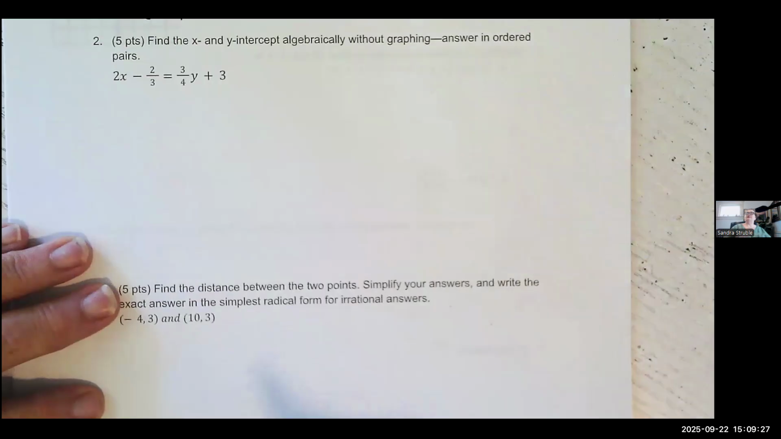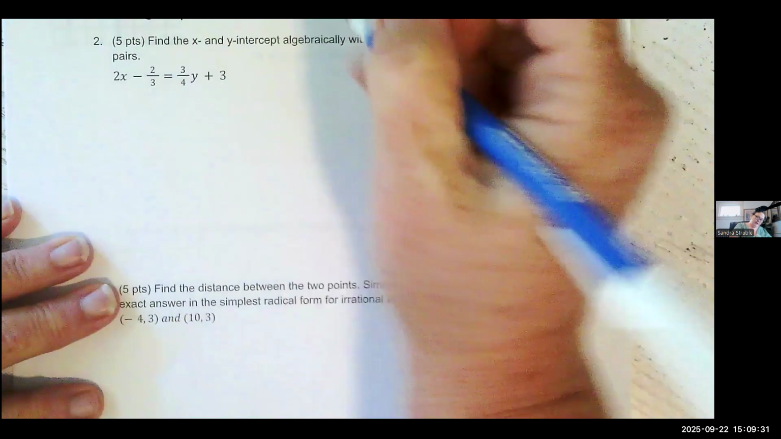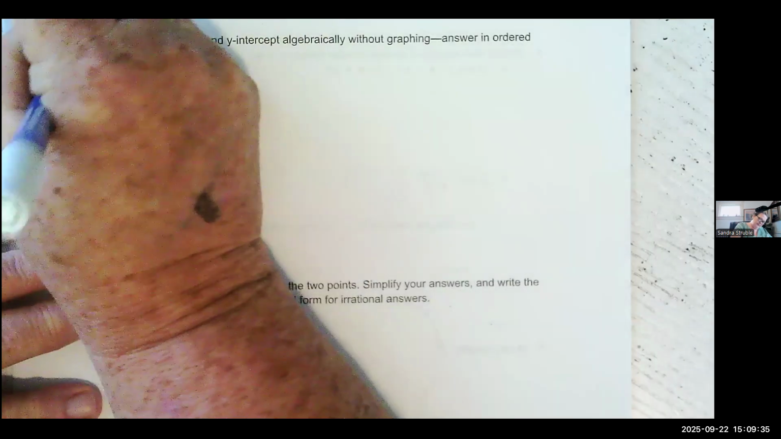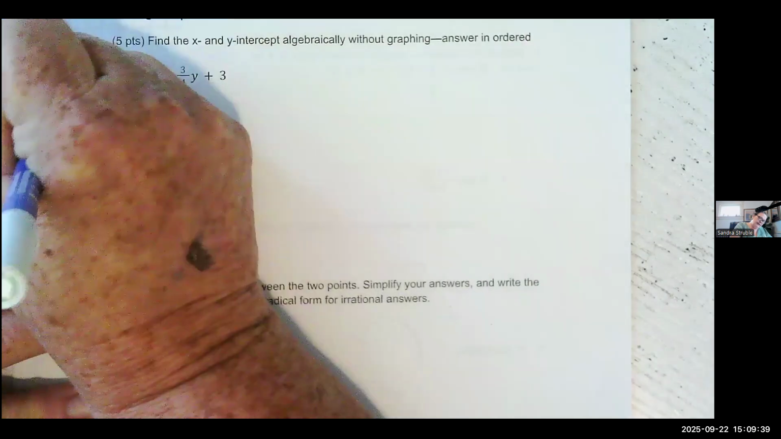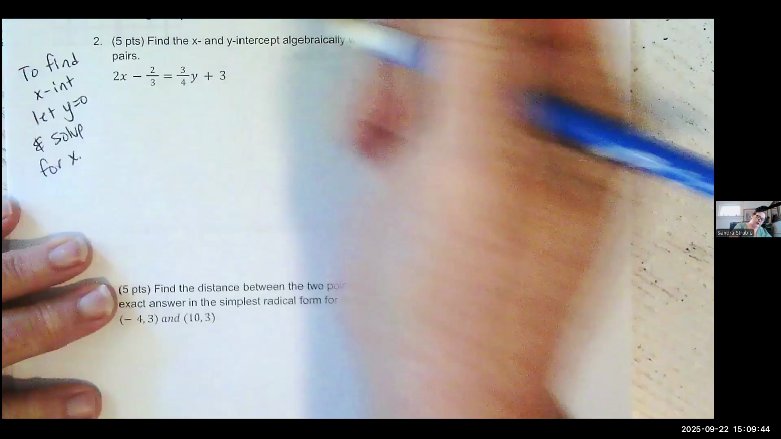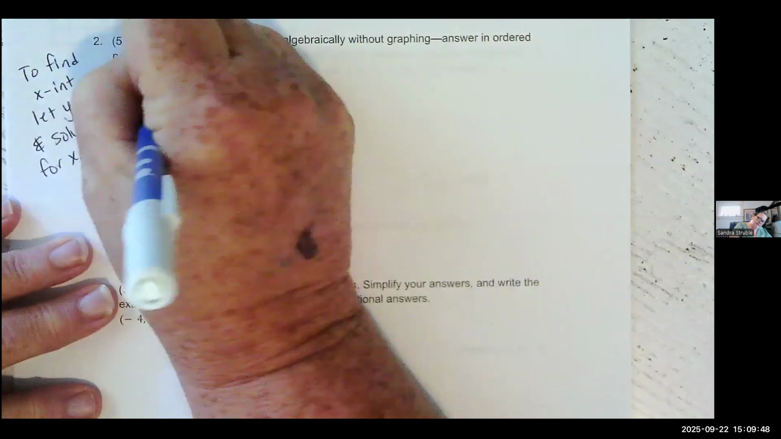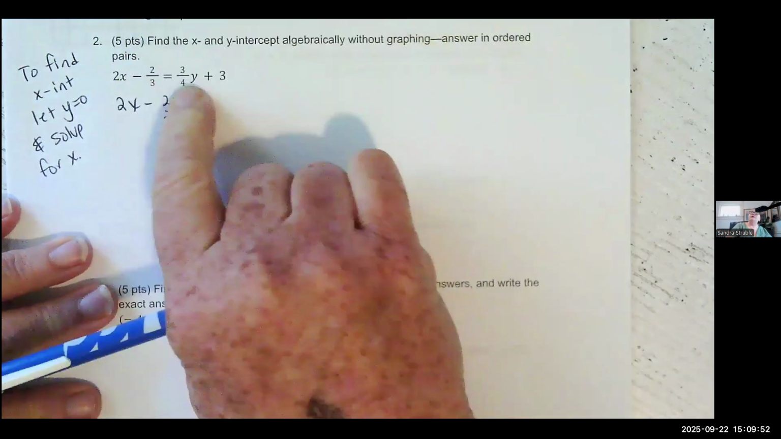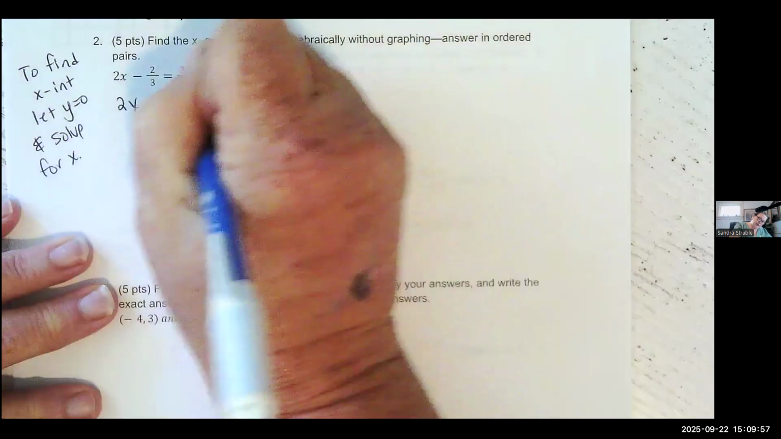Throughout the rest of the semester, you're going to need to know, if you're moving on, that to find the x-intercept, you have to let y equal 0 and solve for x. Okay, so I'm going to start off with y equaling 0. So I'm just not even going to put this value in here because 3/4 times 0 is 0. And I'm just going to bring the 3 down.